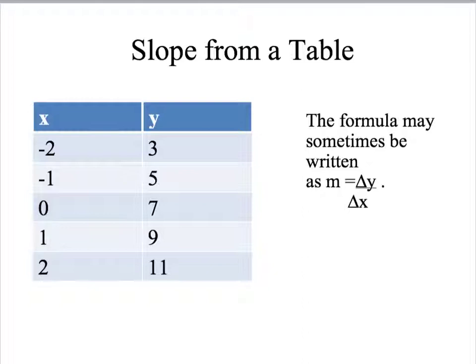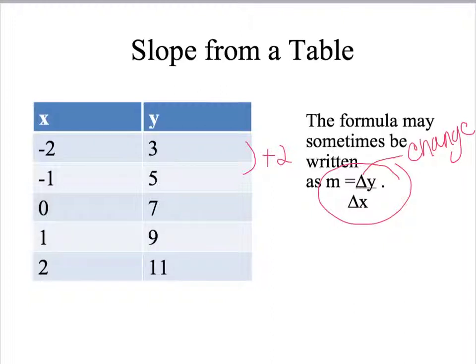If I want to find slope from a table, I need to figure out the change in y. This little delta sign means change. So I need the change in y over the change in x. So I want to look at what's happening. Well, here 3 plus 2 is 5. Okay, so I'm adding 2 each time. 5 plus 2 is 7. 7 plus 2 is 9. 9 plus 2 is 11.